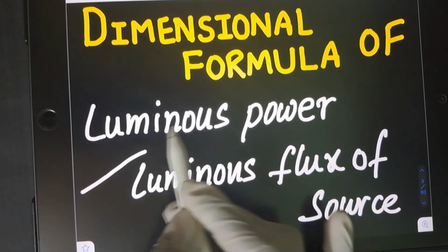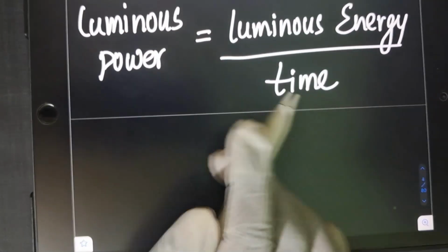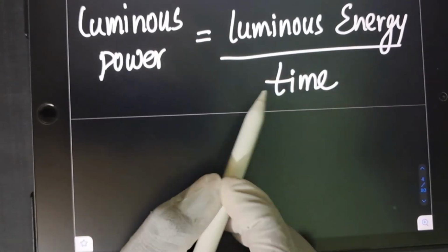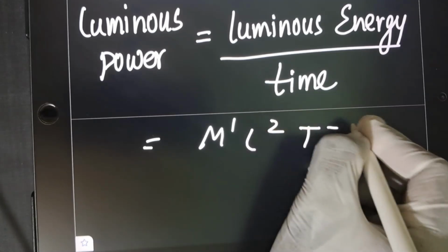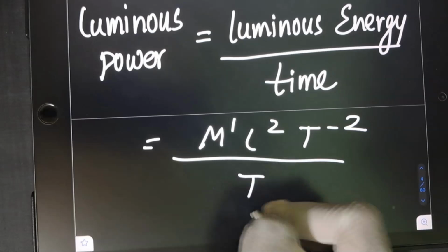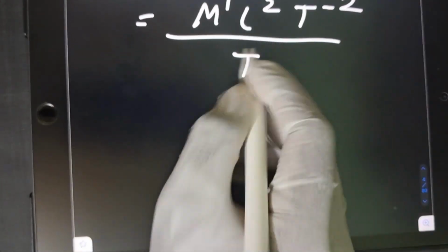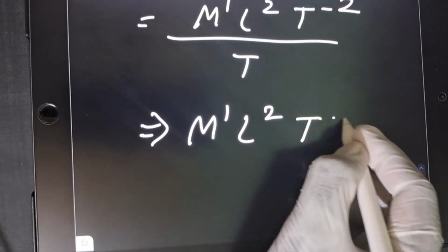To find the dimensional formula of luminous power, luminous flux of source. The formula is luminous energy by time. We must know the dimensional formula of energy here. M^1 L^2 T^-2 by time T. On reciprocal of time T, we get M^1 L^2 T^-3.